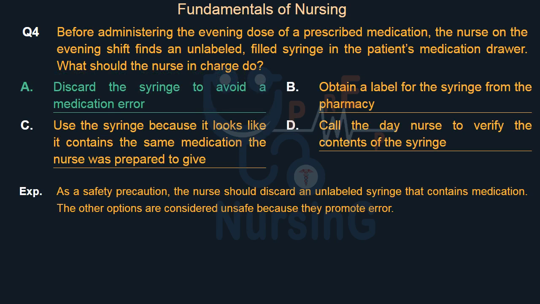As a safety precaution, the nurse should discard an unlabeled syringe that contains medication. The other options are considered unsafe because they promote error.